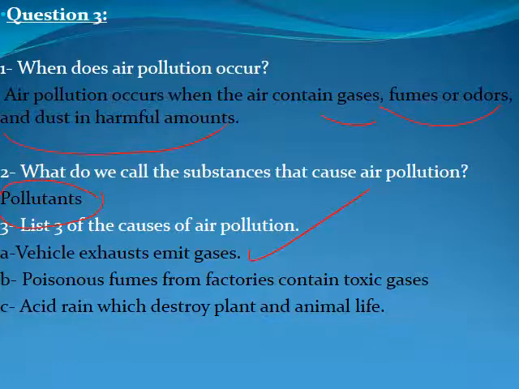Vehicle exhaust, what does it do? It emits gases from the cars. Poisonous fumes from factories contain toxic gases, and acid rain, which will destroy the plant and the animal life.